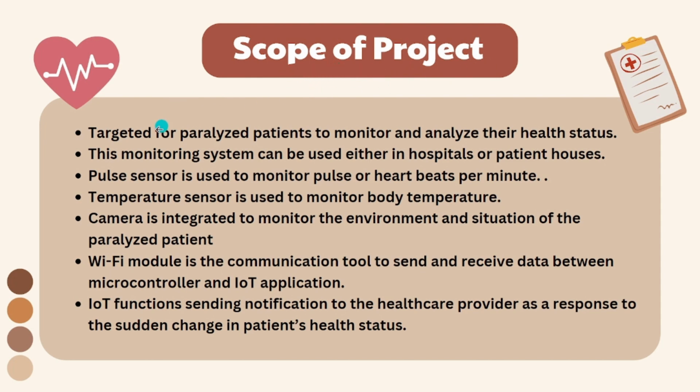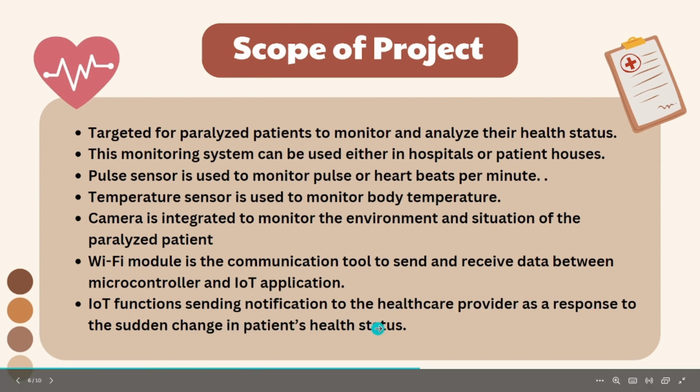Scope of project. The first scope will be targeted at paralyzed patients to monitor and analyze their health status. This monitoring system can be used either in hospitals or patient houses. The third scope will be a pulse sensor used to monitor pulse or heartbeat per minute. Next, a temperature sensor is used to monitor the body temperature. Next, a camera is integrated to monitor the environment and the situation of the paralyzed patient. Then, the Wi-Fi module is the communication tool to send and receive data between the microcontroller and the IoT application. The IoT function sends notifications to the healthcare provider in response to sudden changes in the patient's health status.